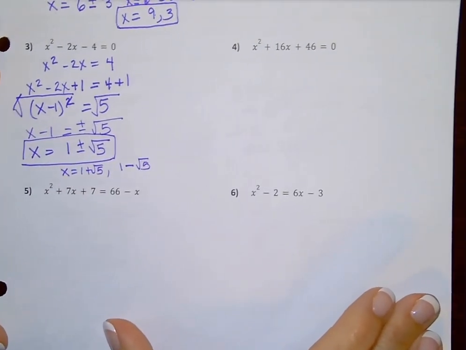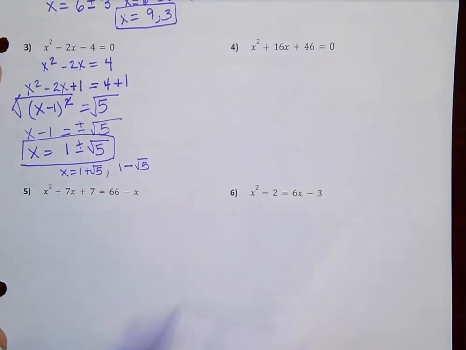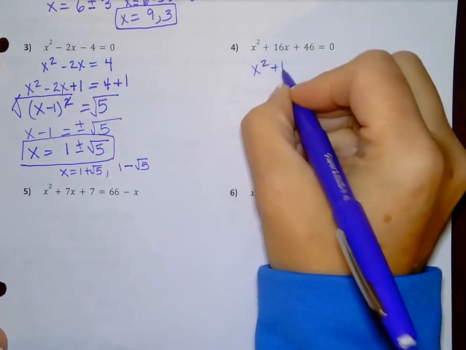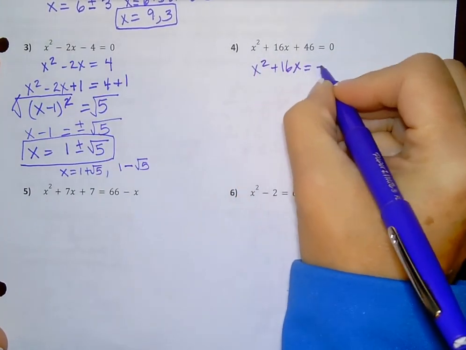Okay, number 4. x squared plus 16x plus 46 equals 0. I'm going to put it in x squared plus bx equals c format.